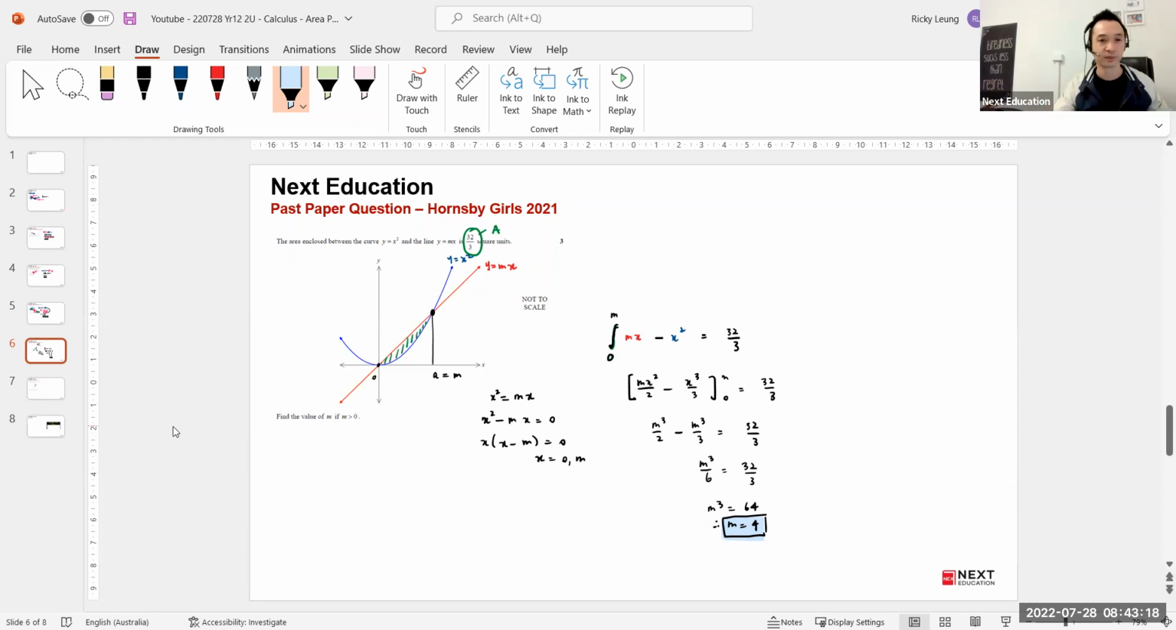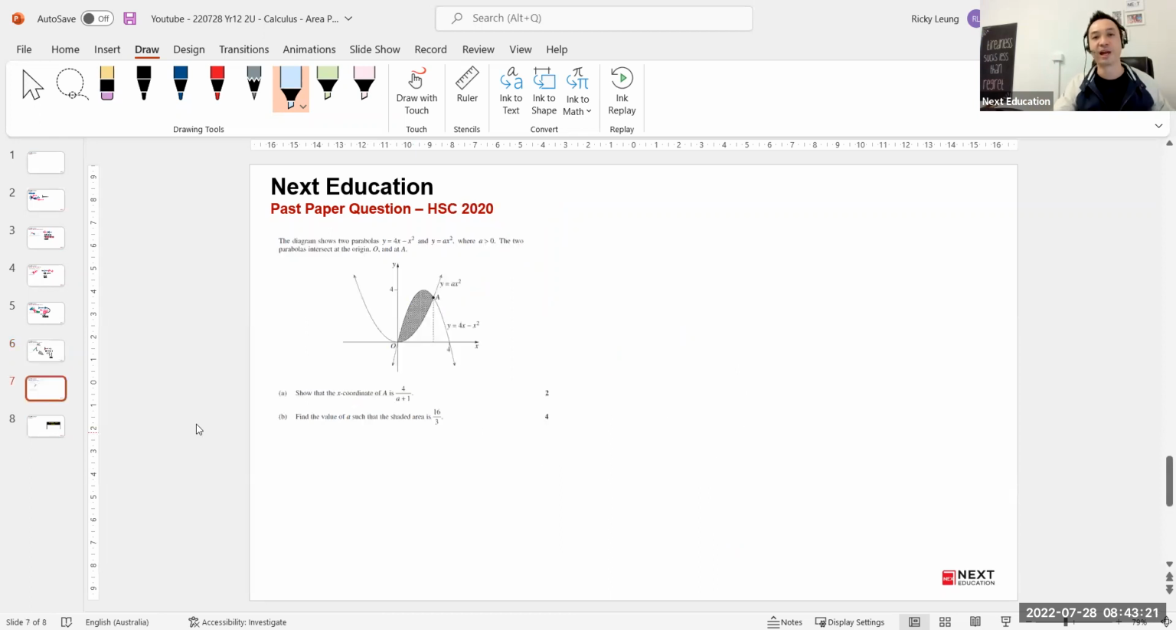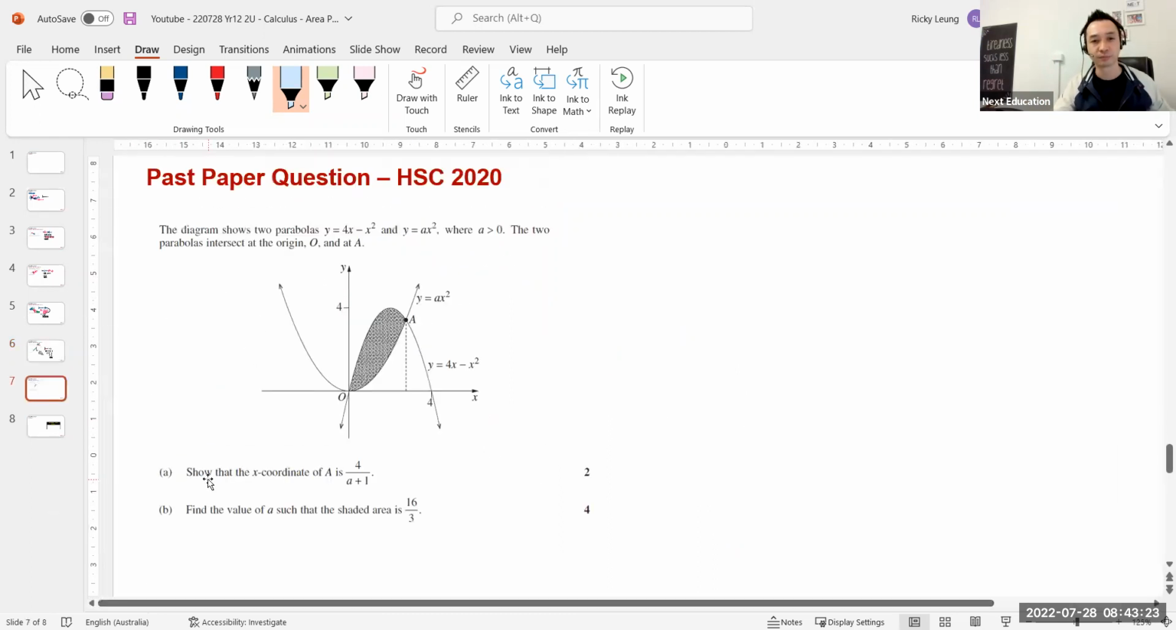Guys, I've got one more question from the HSC, 2020, same concept, where it looks like it's area between two curves. Once again, you can see there's a parameter missing.